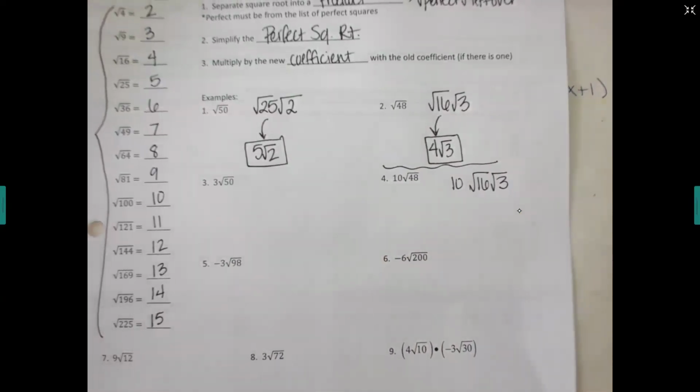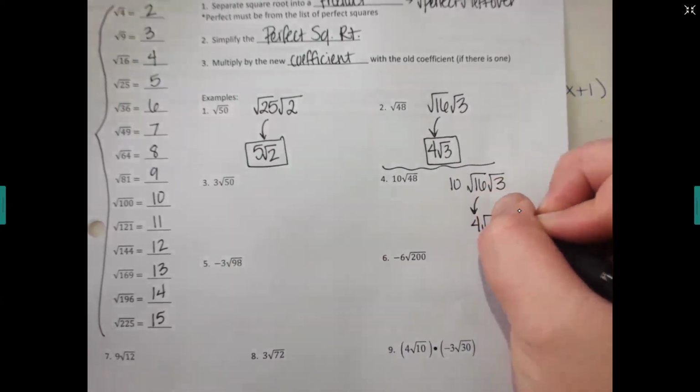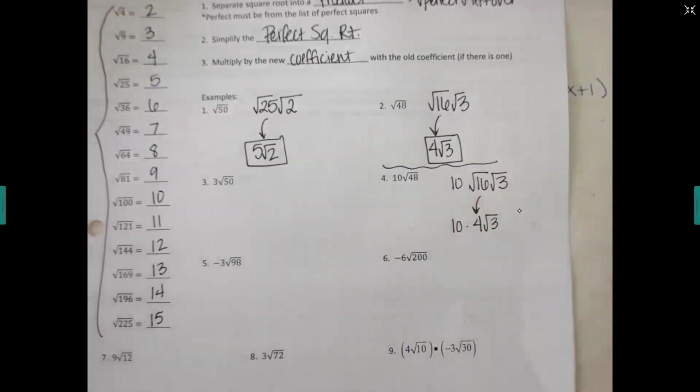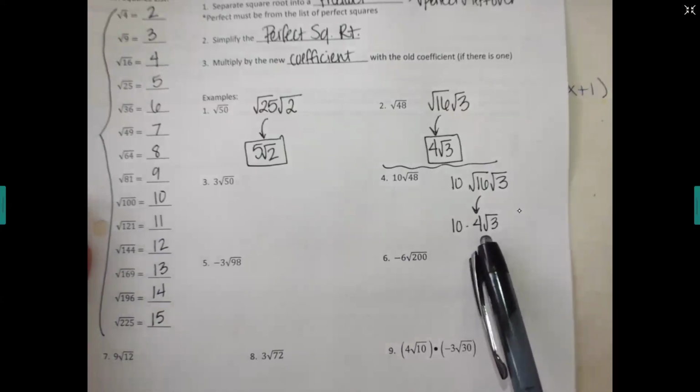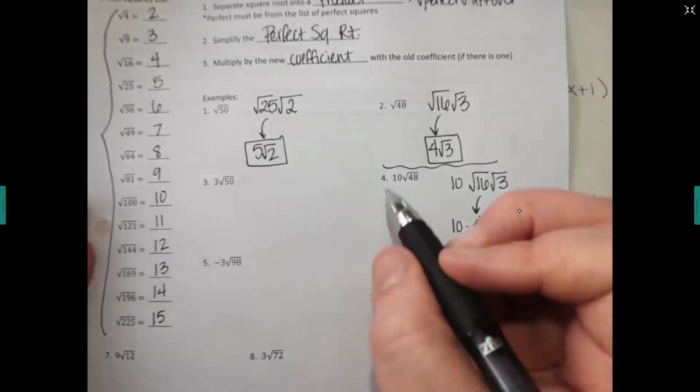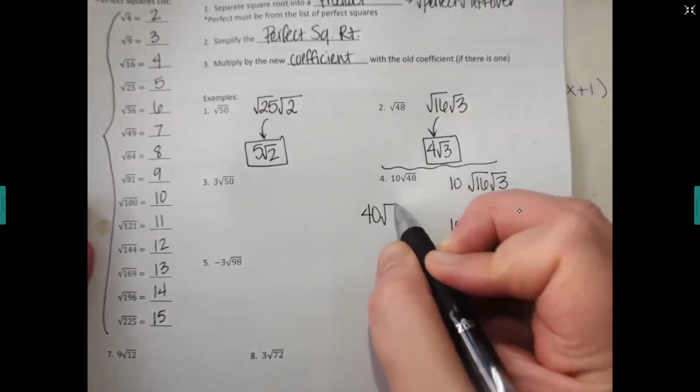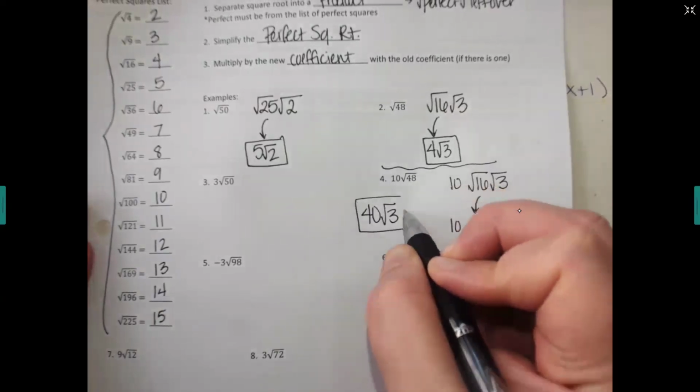What's the square root of 16? Still a 4 root 3. But then remember, there's a 10 in front. And then your third step is that you're just going to multiply the new and the old coefficient together to find out what your number is going to be that's in the front. So if it used to be a 10 and I'm timesing that with this 4, what's my new number in the front going to be? 40 square root 3. And that's it.